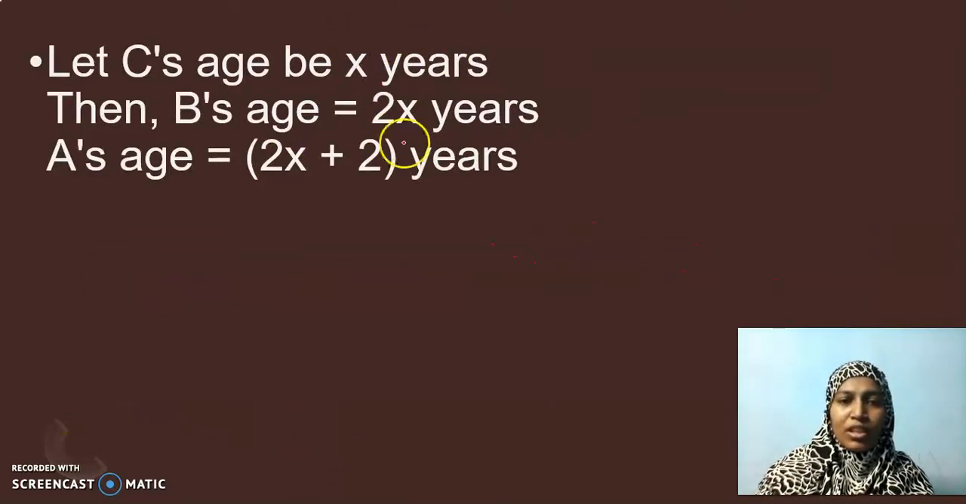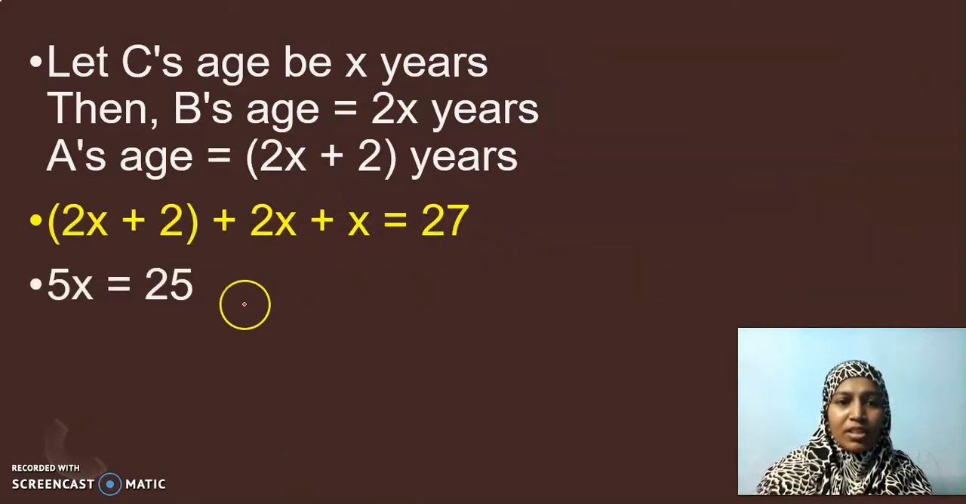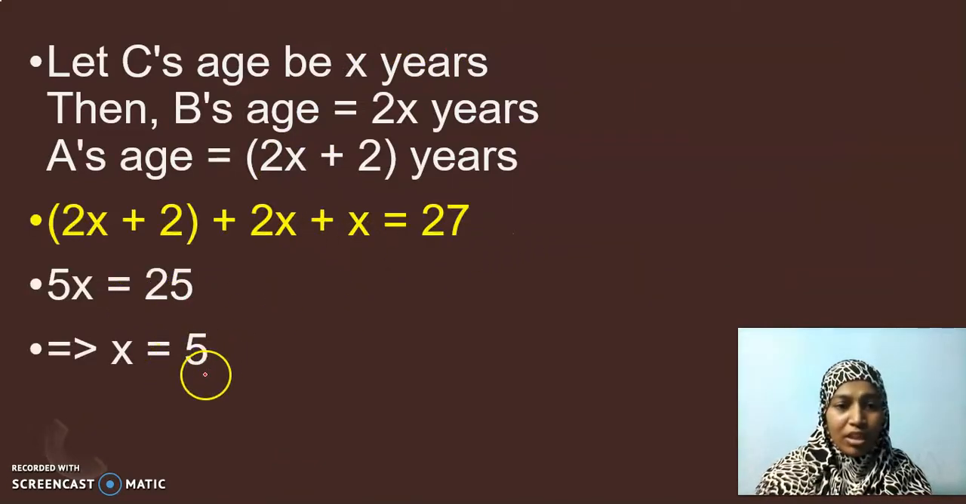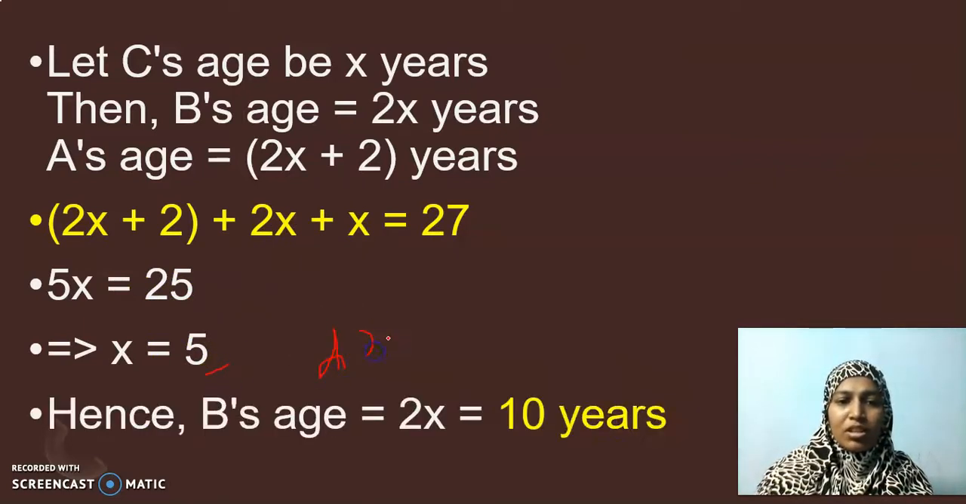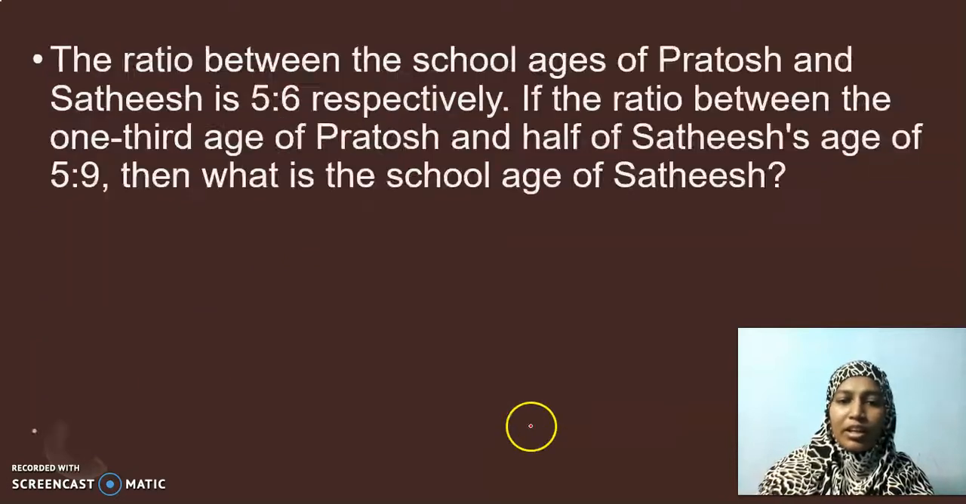Got the answer? See here, I have all these 3 ages. If I add, I get 27, 25. So x is equal to 5. With that we cannot stop, because they asked for B's age. B's age is 2x, isn't it? So if I multiply 5 in the place of x, 2 fives are 10 years.